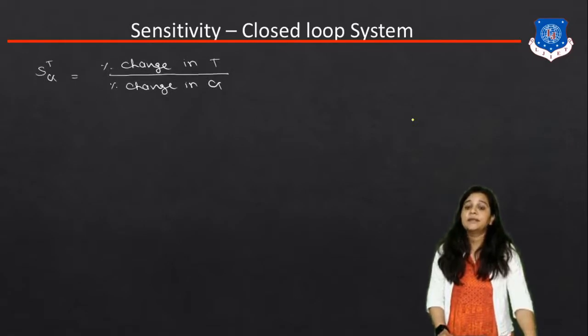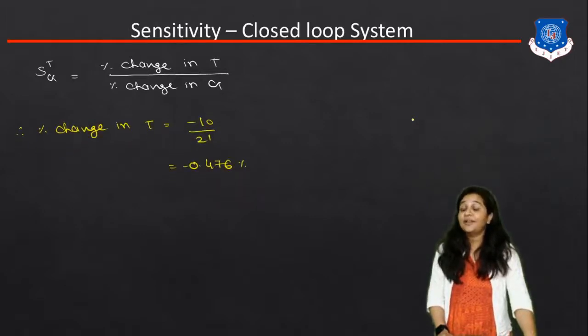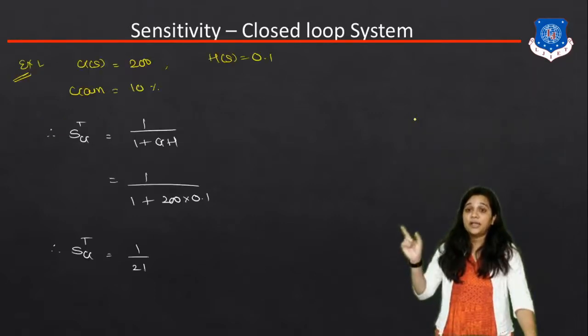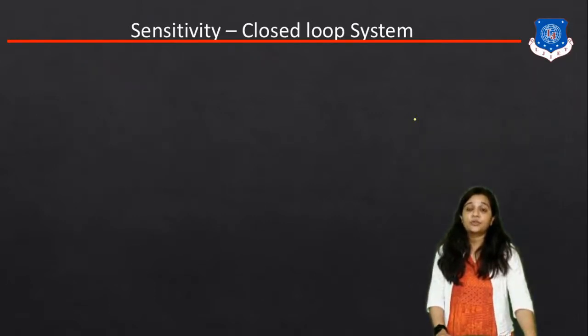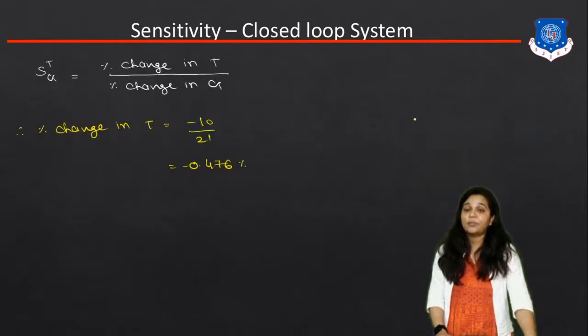Now S_G^T is equal to percentage change in T upon percentage change in G. So the percentage change in T is equal to minus 10 by 21, because here the gain change is given as 10%. So the percentage change in the transfer function will be minus 10 by 21, that is equal to minus 0.476%.